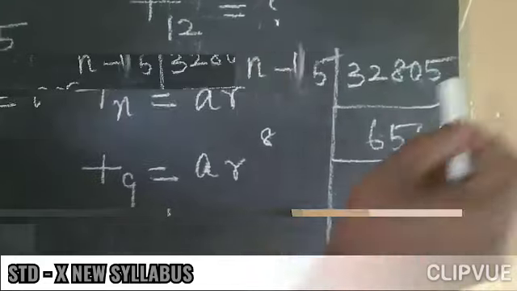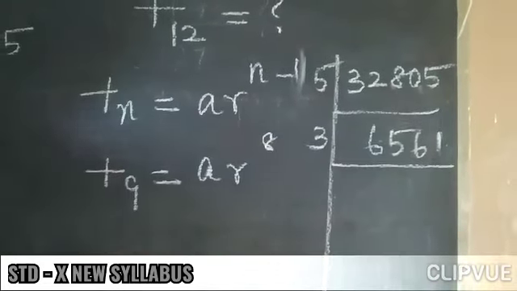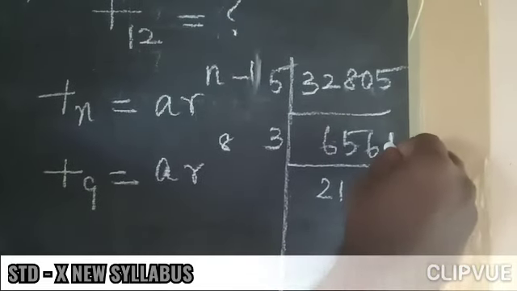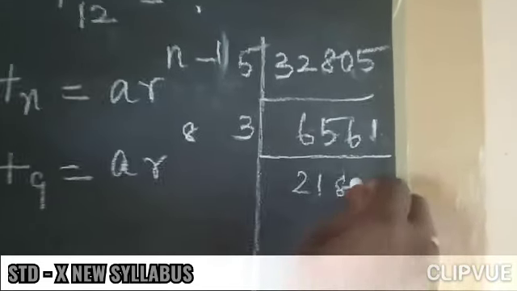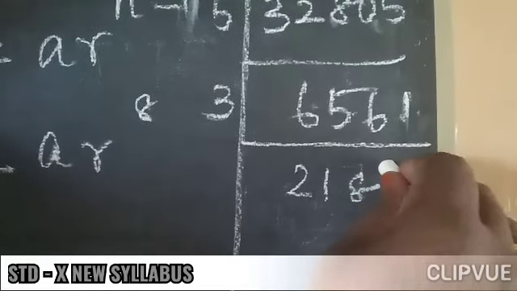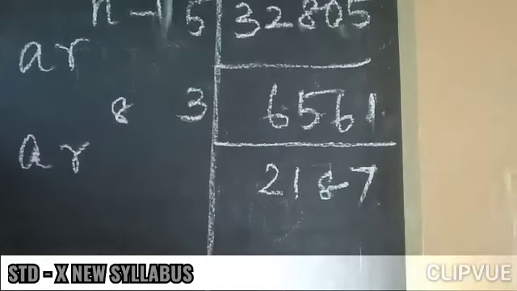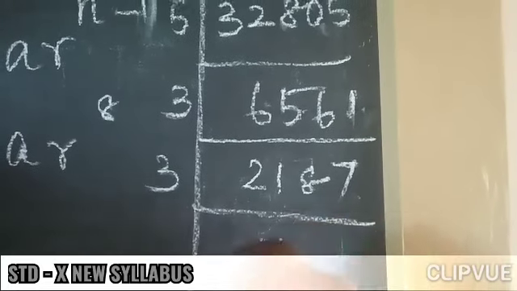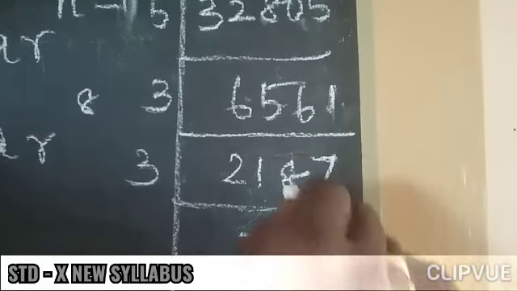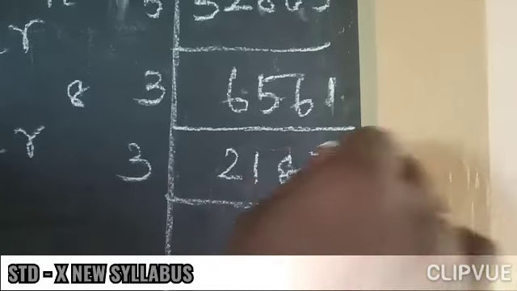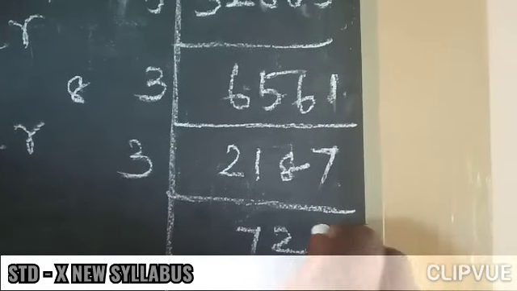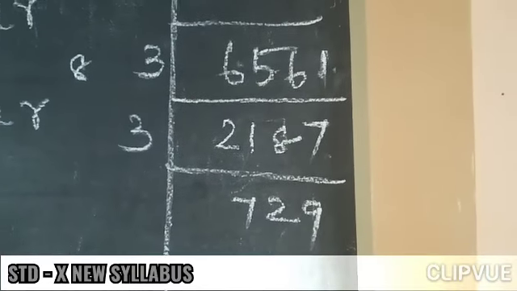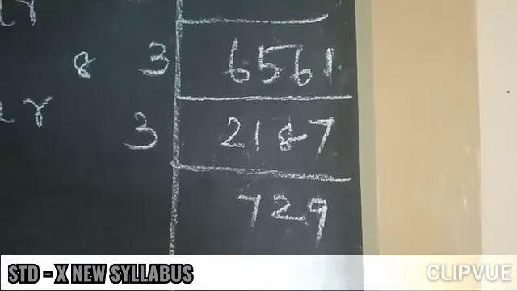Now 6561 should be divisible by 3. Dividing by 3: 6561 divided by 3 gives 2187, which divided by 3 gives 729. Again in the 3 table, 7 times 3 is 21, and we get 729. This 729 is 3 power 6.